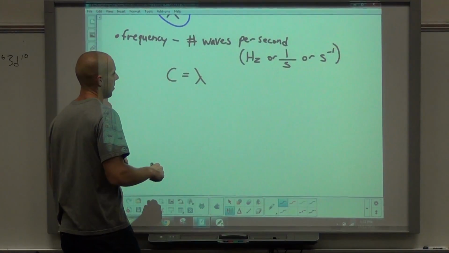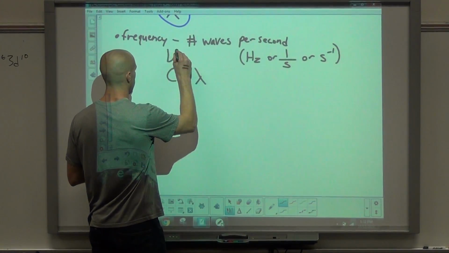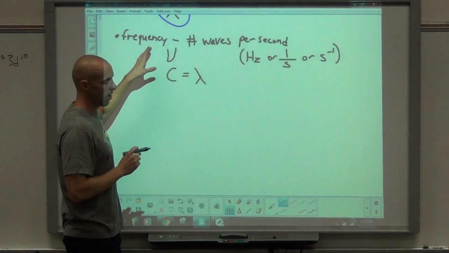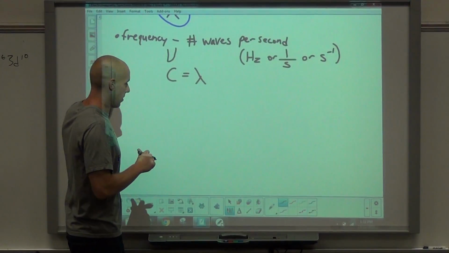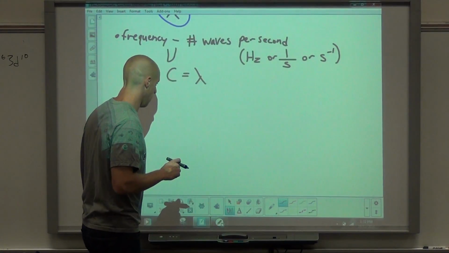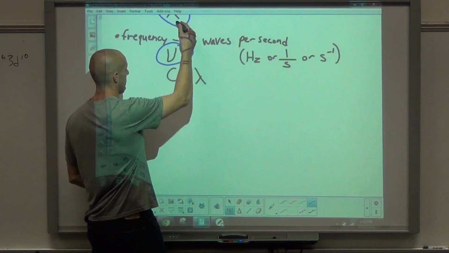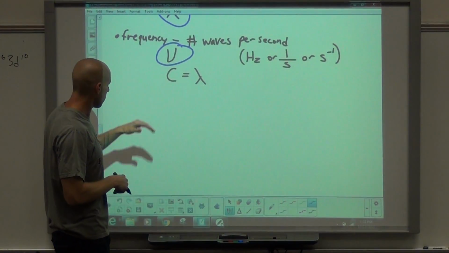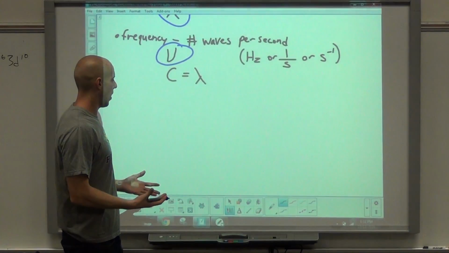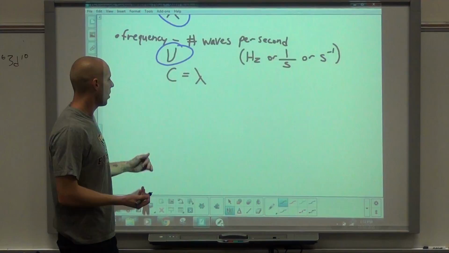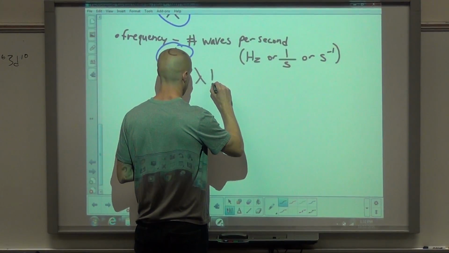The symbol that we use for frequency is the Greek letter nu, and it looks kind of like a V. This side's kind of flatter, and then it's rounded out to the side here. This is a symbol that we're going to use to represent frequency. So just like up here we had lambda, here we have nu for frequency. Now we can finish our equation: C equals lambda times our frequency.